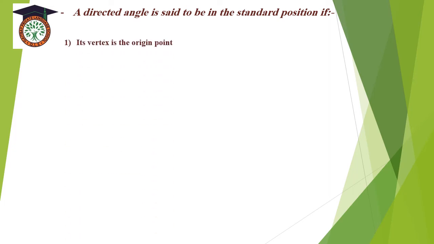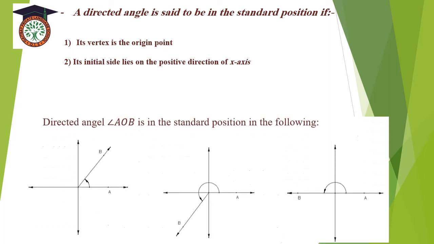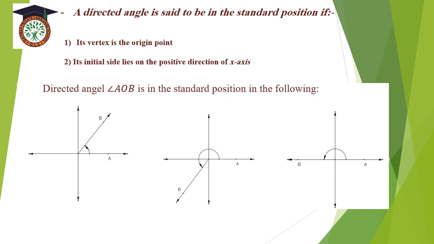A directed angle is said to be in the standard position if, number 1, its vertex is the origin point, number 2, its initial side lies on the positive direction of the x-axis. Directed angle AOB is in the standard position in the following: OA is in the positive direction of the x-axis and the vertex is the origin point, okay?